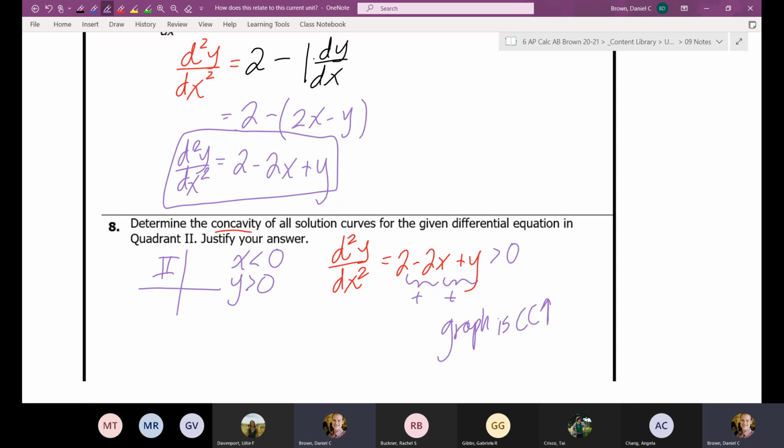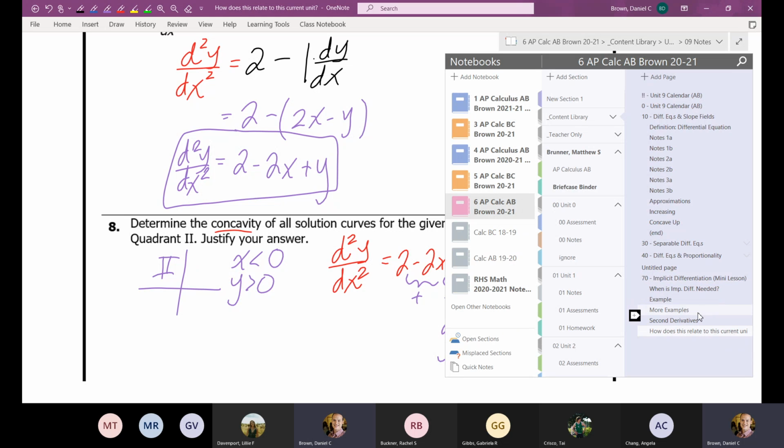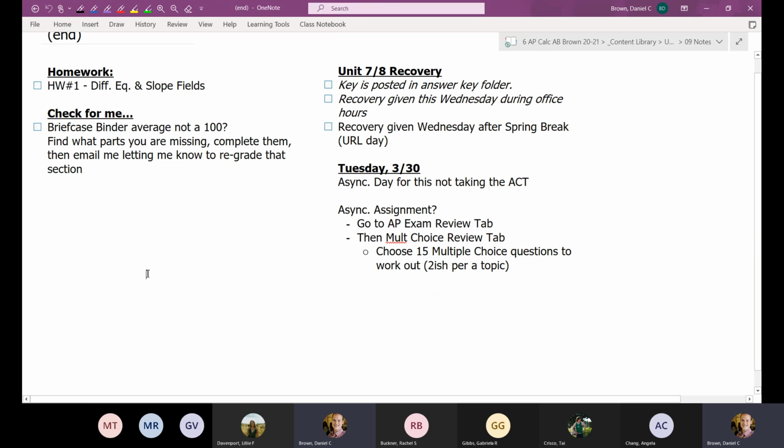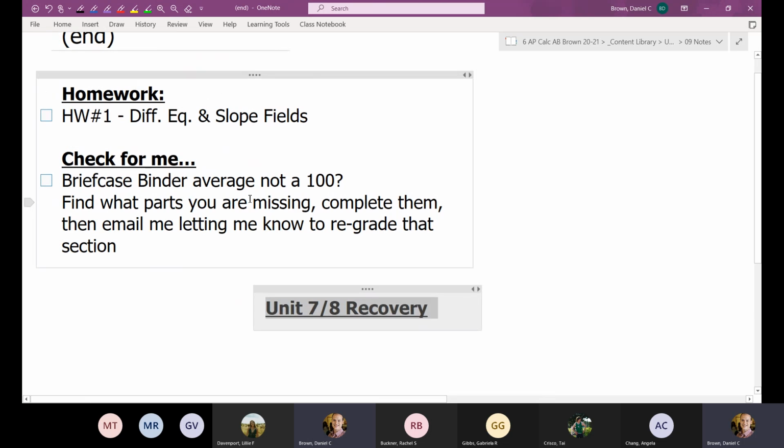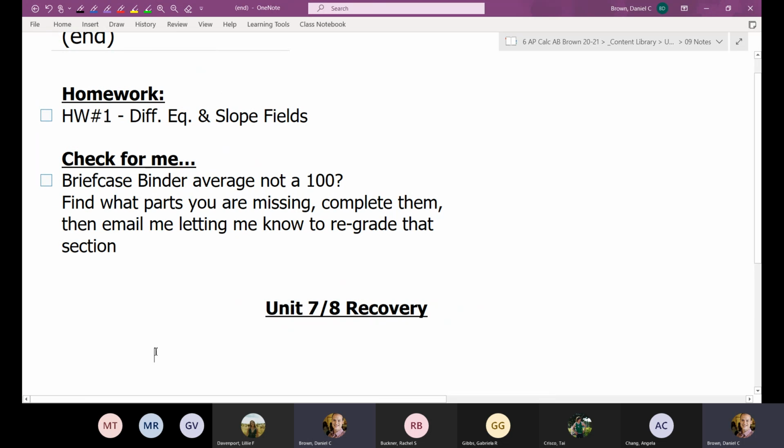The homework I'm assigning is not going to change. I know I have a little bit of time left in class, and I do want to give you time to work on some stuff. I will be here after school today, so definitely reach out to me if you need to worry about the Unit 7 or Unit 8 recovery. I'm hoping we can get all the Unit 7 recovery corrections done before spring break. For Unit 8 and eventually Unit 9, recovery is going to be due before the AP exam. I know it's going to get pretty busy after spring break.